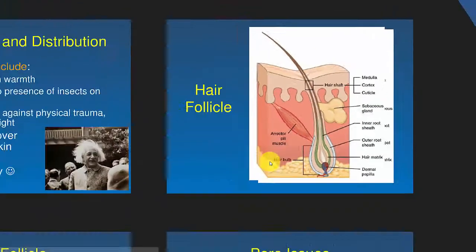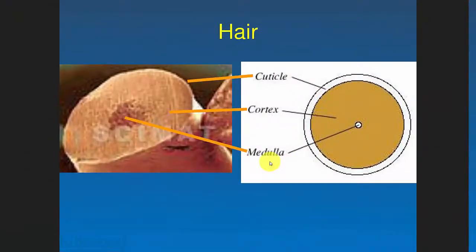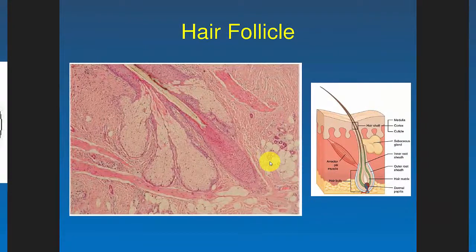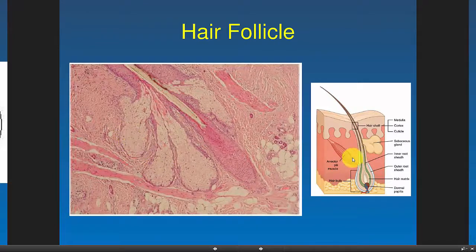Again, I don't know that I need to read all these off because this is kind of simple anatomy. Hair is divided up into three main regions: the cuticle, which is the outer covering, the medulla, which is the very middle, and then the cortex is in between. Just another view of a hair follicle where you can see these sebaceous glands. Erector pili muscles will give you goosebumps or make your hair stand up.